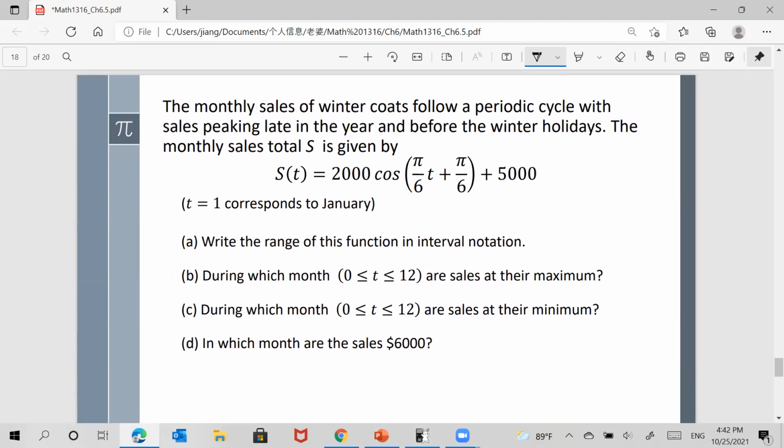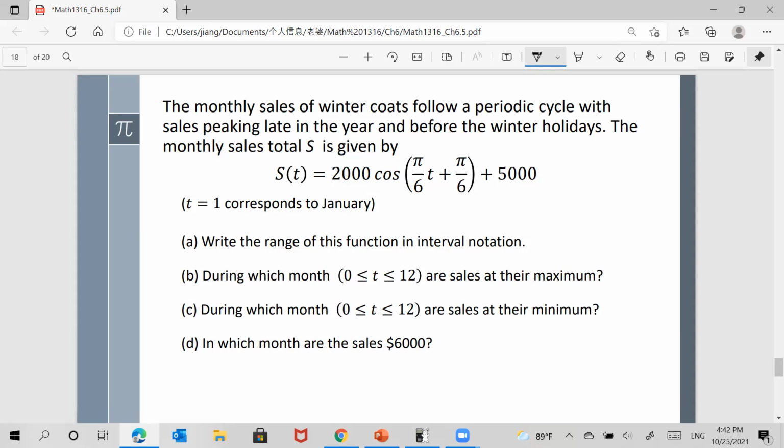Oh, this is the application: the monthly sales of winter coats. So please pause the video and read the question. Actually, we have 2 ways to solve it.